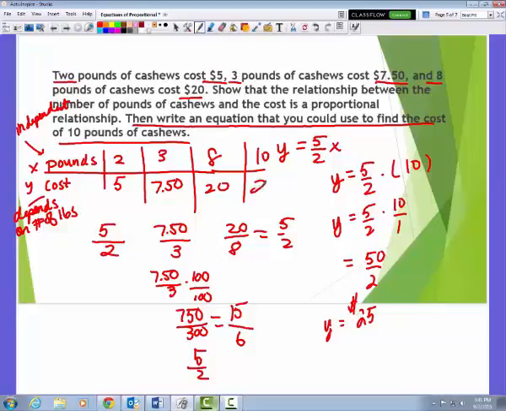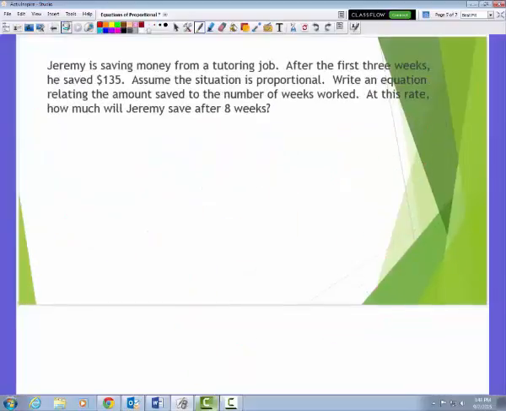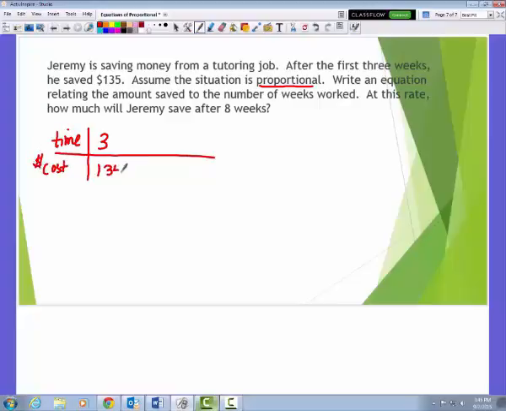And would that make sense in this context? Yeah, that looks like it would make sense. So I'm glad that we checked that. Okay, so a lot of work on some of these problems. Last but not least, Jeremy is saving money from a tutoring job. After the first 3 weeks, he saved $135. Assume it is proportional. Okay, so we already know it's proportional. And after 3 weeks, this is the time, he has saved money, $135.